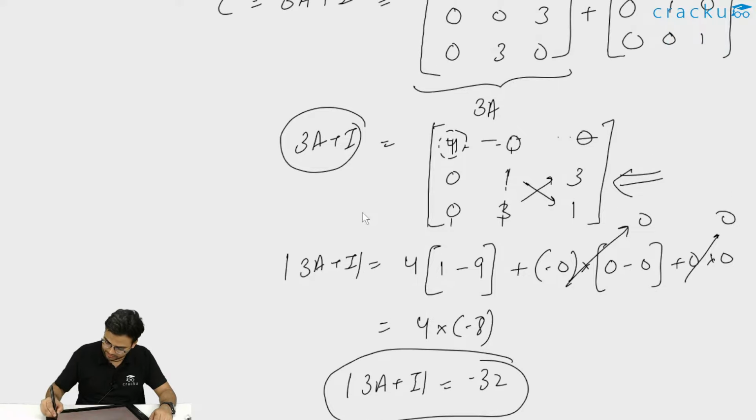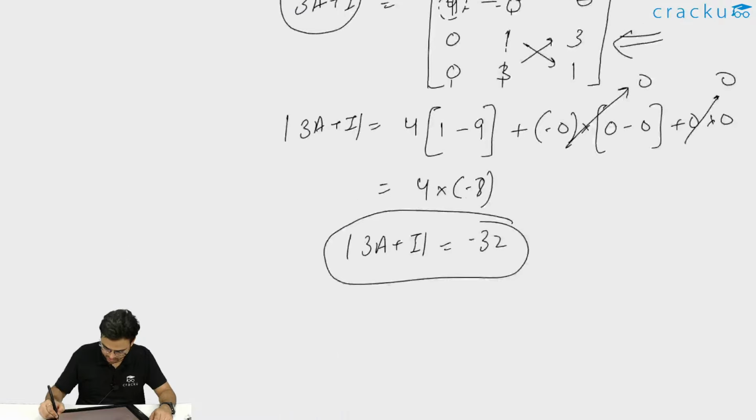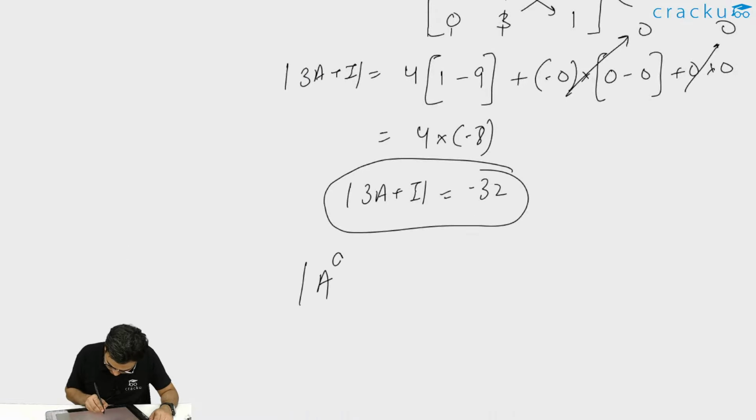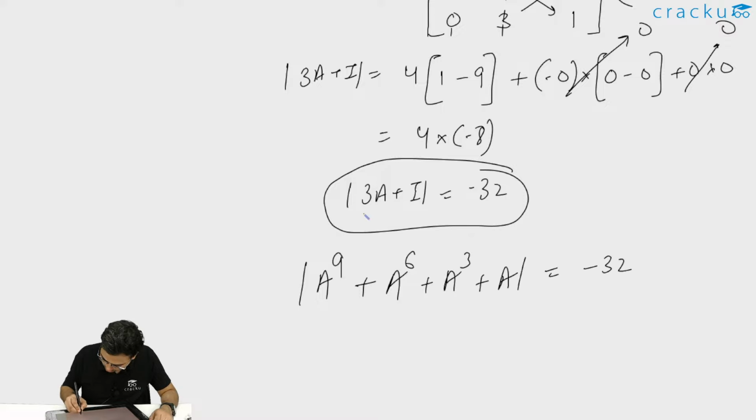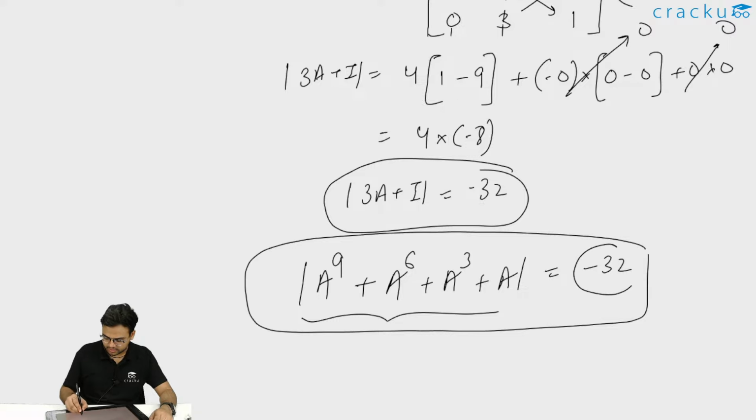And what is this 3A plus I? 3A plus I is this only. So the determinant of A to the power 9 plus A to the power 6 plus A cube plus A is the determinant of 3A plus I. So we can say that the determinant of A to the power 9 plus A to the power 6 plus A cube plus A is equal to minus 32. We have got the determinant of this expression as minus 32.